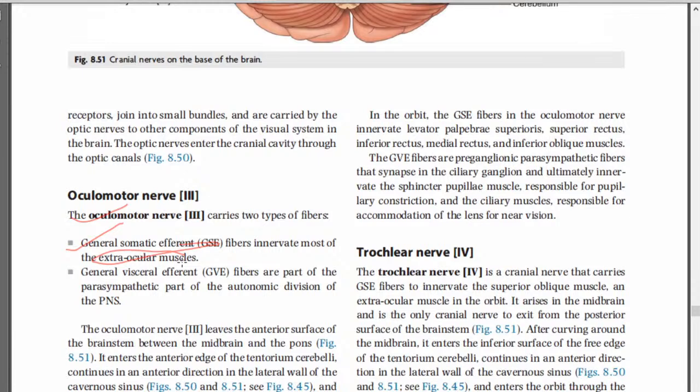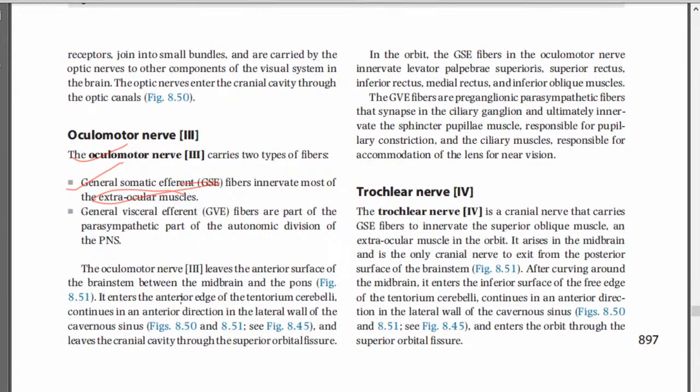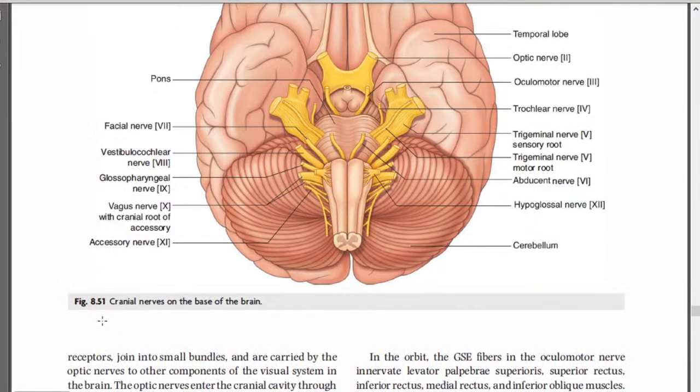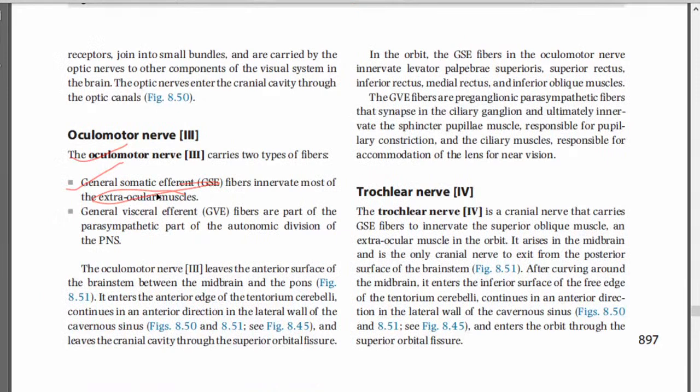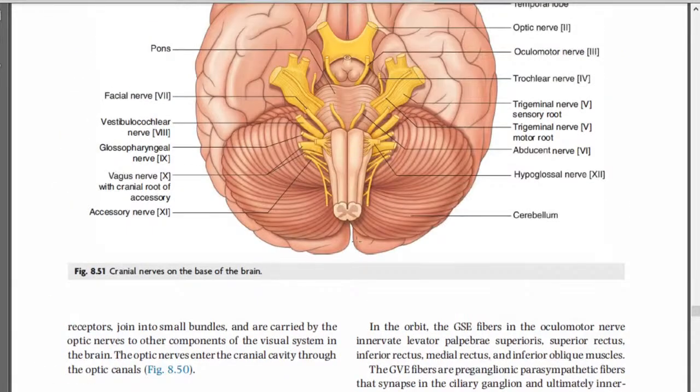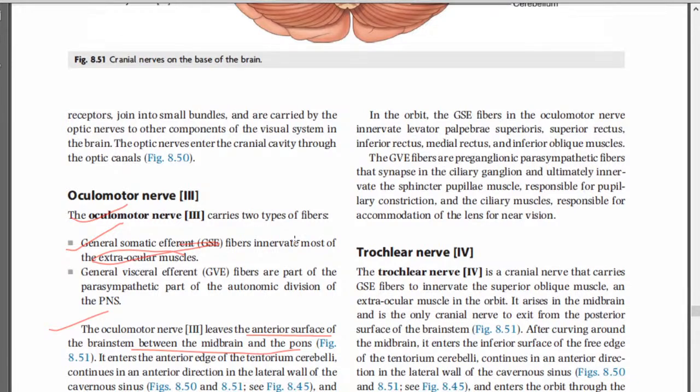The oculomotor nerve leaves the anterior surface of the brainstem between the midbrain and the pons, and then it enters the anterior edge of the tentorium cerebelli. That is figure 18.51. So where is the oculomotor nerve? It leaves the anterior surface of the brainstem between the midbrain and the pons, and enters the anterior edge of the tentorium cerebelli. The tentorium cerebelli is basically part of the dura mater.